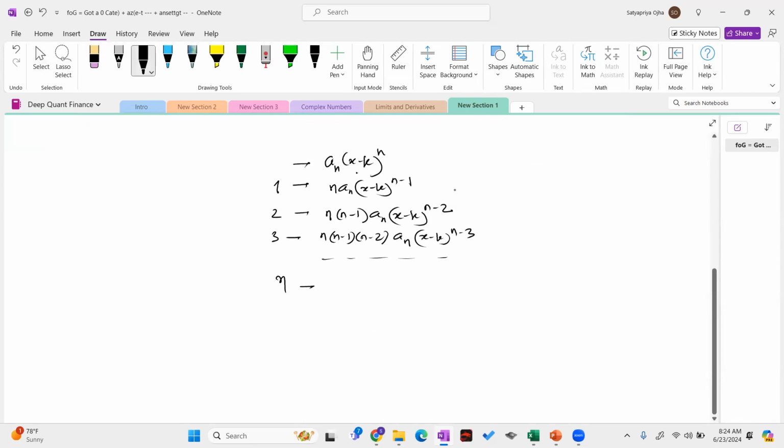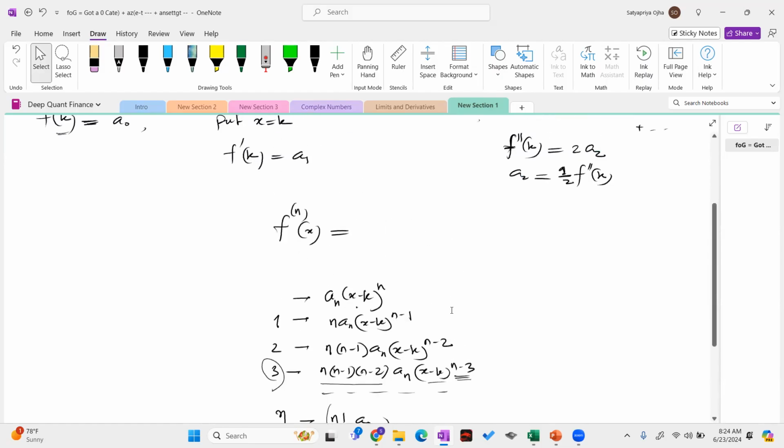What will I have here? Will it not be n factorial? Because look at this, it'll go till 1, right? And then we have a n. Third term has x minus k to the power n minus 3. So the nth term would have n minus n. N minus n is 0. Anything to the power 0 is 1. So that's it. There is no x. X will vanish. Just at the nth differentiation, you'll have this.